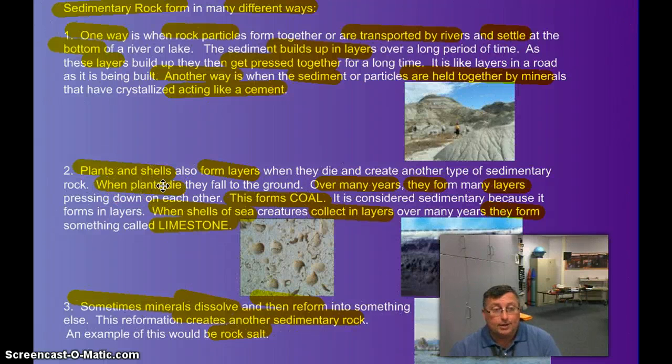The second way that they could happen are plants and shells. They form layers. When they die, they fall to the bottom, they sink to the bottom, and they just form layer after layer after layer. Limestone, which was rock sample number 14, I think, in our kits, was made this way with shells of the sea creatures over many, many millions of years.